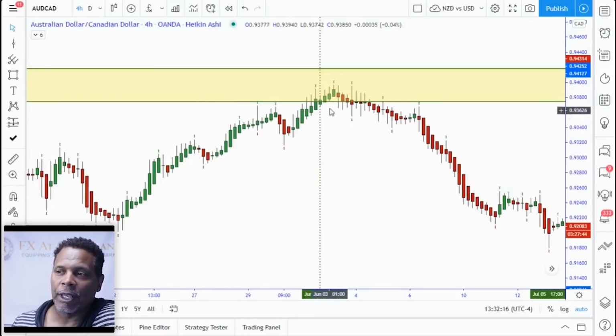Level first, then start thinking about everything else. Find the level, find the trade. All right? Don't find the trade first. Find the level, find the trade.